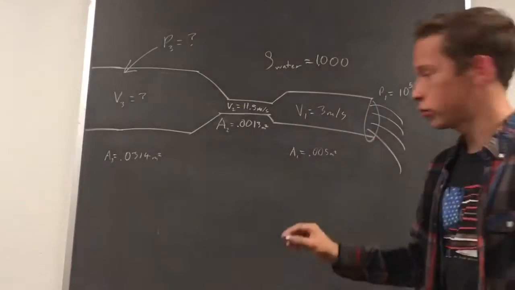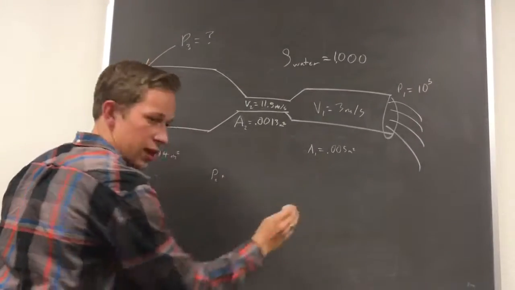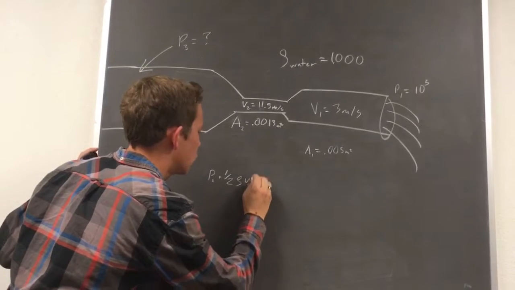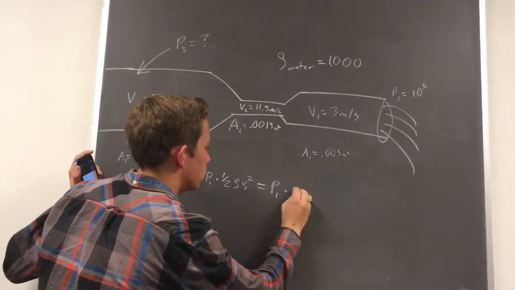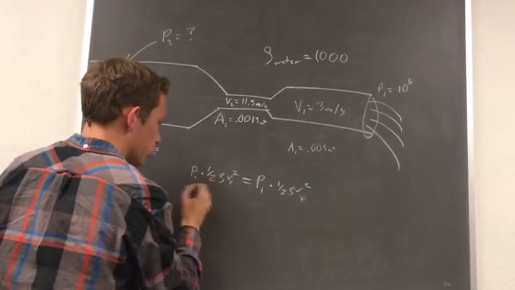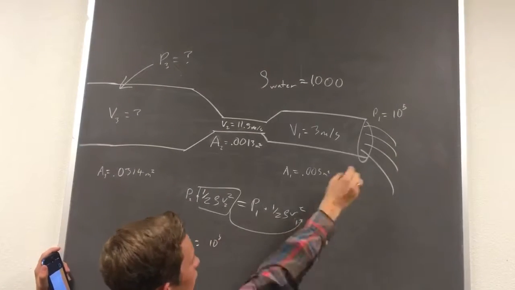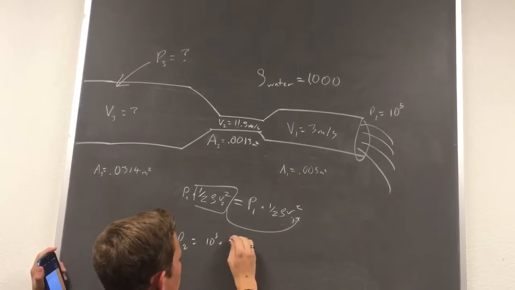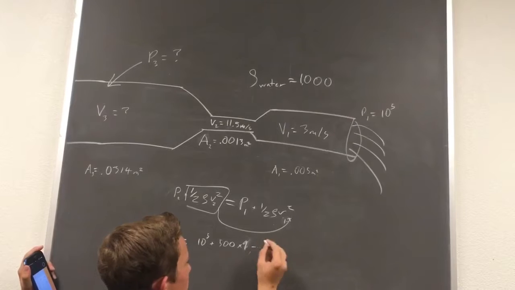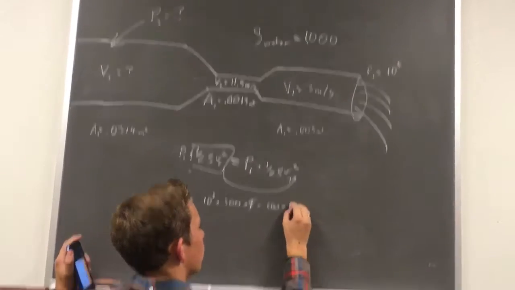So now we're going to have to go into the pressure. So P2 plus rho g h, but we don't have any height, so I'm not going to include that, plus 1/2 rho V2 squared is equal to P1 plus 1/2 rho V1 squared. So we don't have this one, so we're just going to move this to this side. So we have P2 is equal to 10 to the 5th, because it's open, plus 500 times 3 squared, so 9, minus, because that got subtracted, 500 times 11.5.